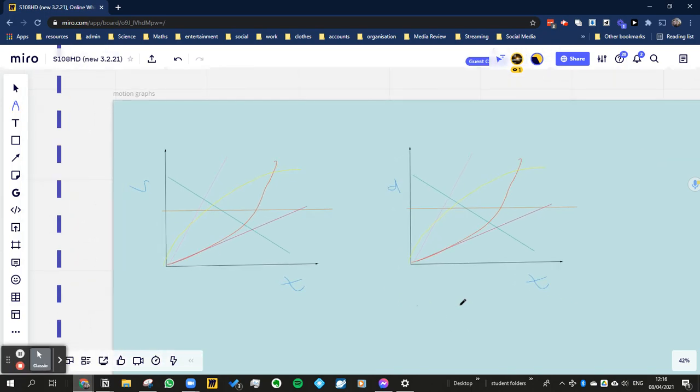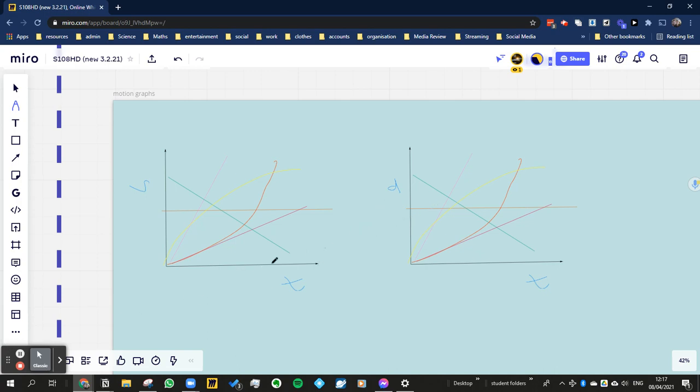Now, what do the lines mean? They won't mean the same thing. Let's think of the orange line on the left. We were saying it's a constant velocity. That means it's saying that the velocity was staying constant as time went on. Now it's saying the distance is staying constant as time goes on.